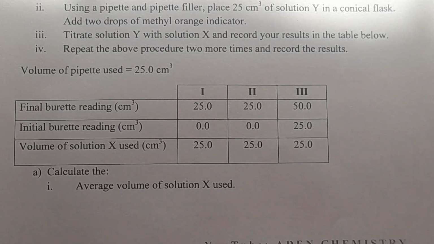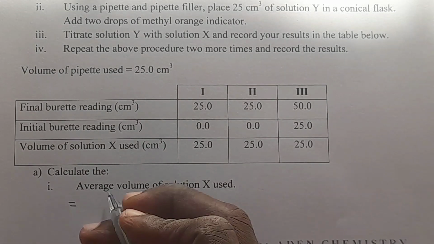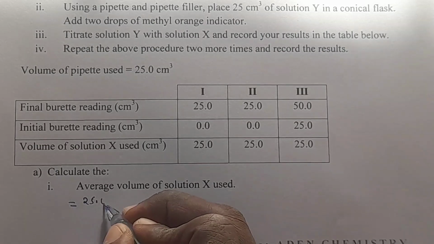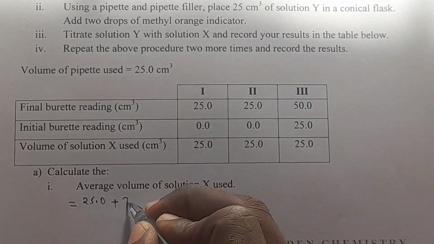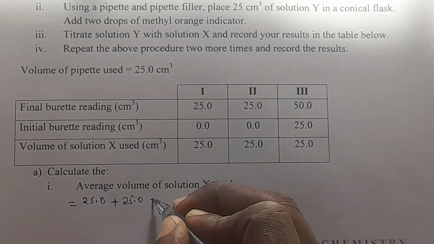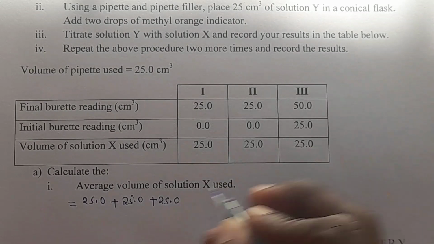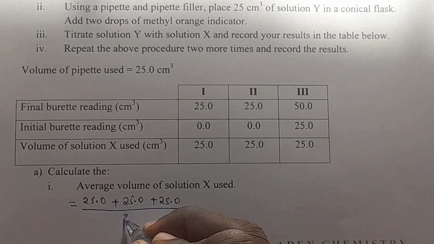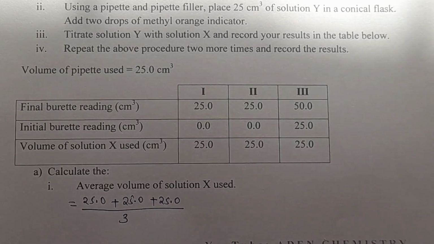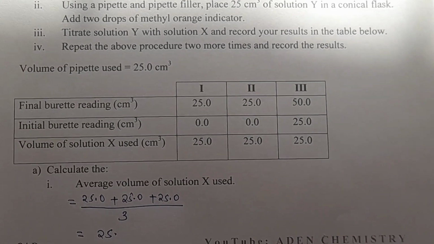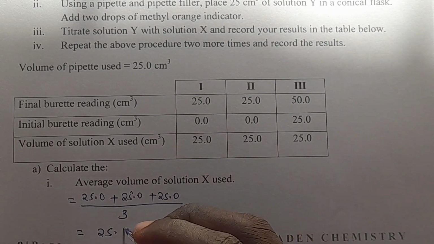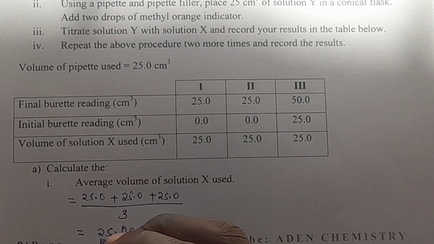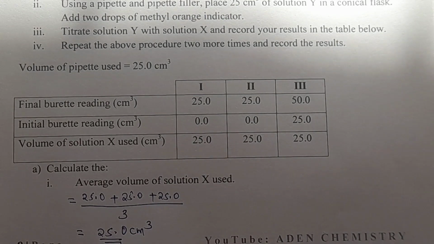So that means we can add the 3 and divide by 3 so that we get the average volume of solution X used. This will be equal to 25.0, which is the first titration, plus 25.0, the second, plus 25.0, the third, divided by the 3 titrations. We are told to get the average, so we are going to get 25.0 cm³ as our average volume of solution X used. So that is part A, Roman 1.